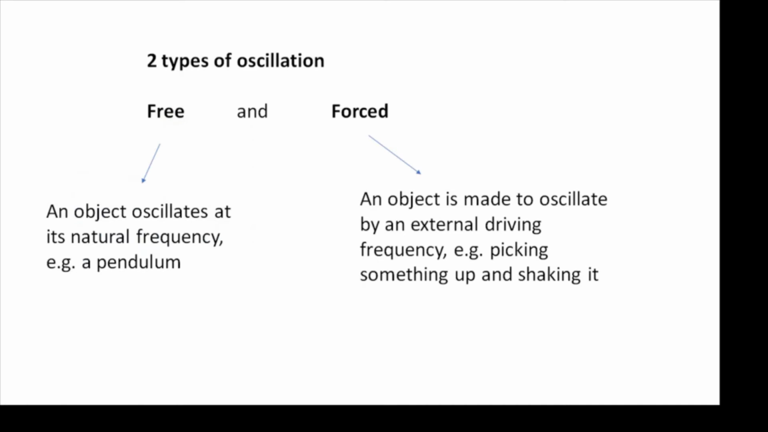There are two types of oscillation. There's free oscillations and forced oscillations. A free oscillation, like a mass on a spring or a pendulum, just oscillates at its natural frequency. A forced oscillation is when something is made to oscillate by some kind of external force. If you pick something up and shake it, then that is a forced oscillation. You're making it oscillate.